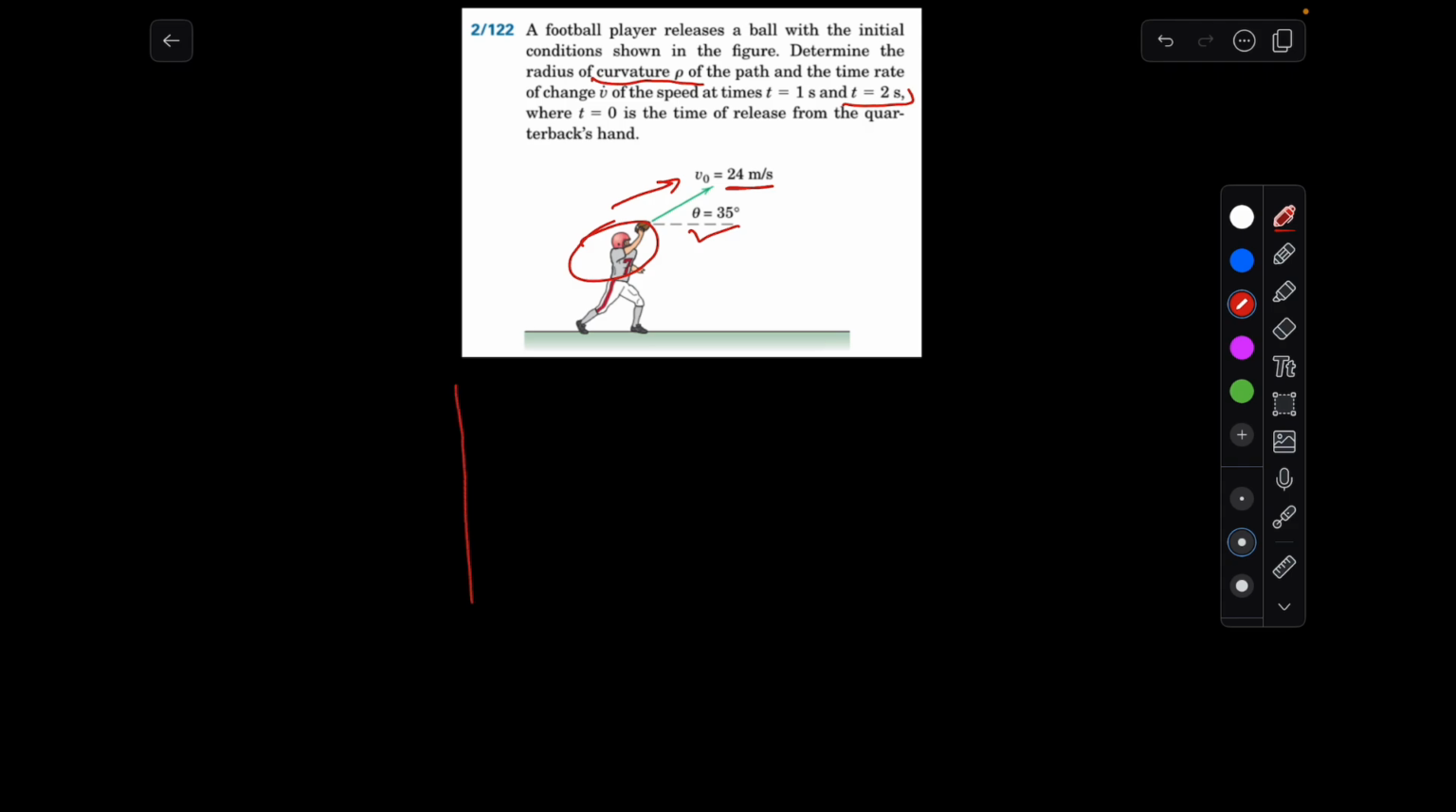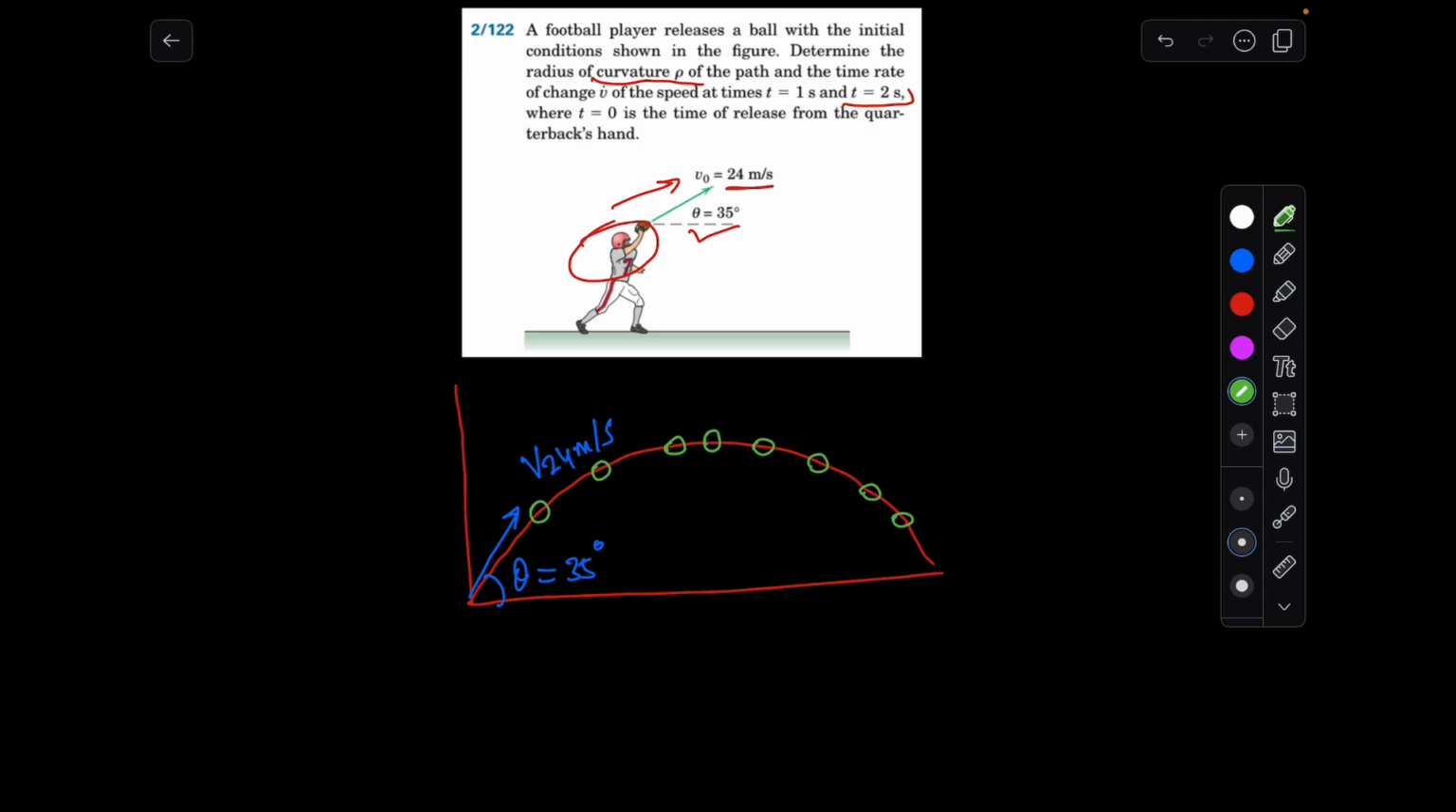First of all, we will make a diagram. In this we will assume that this ball is going to be launched in this way. The initial speed is 24 meters per second and the angle is 35 degrees. Okay, now before we solve, we will try to understand this problem. As you know, this ball will fly, it will go up into the air, reach the maximum point and then it will fall on the ground.